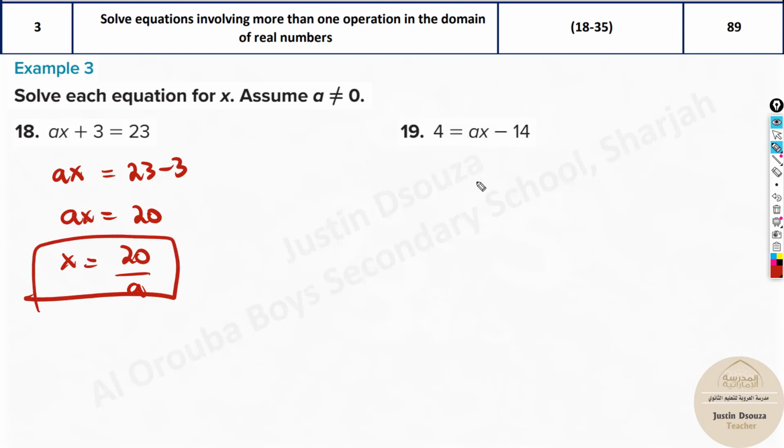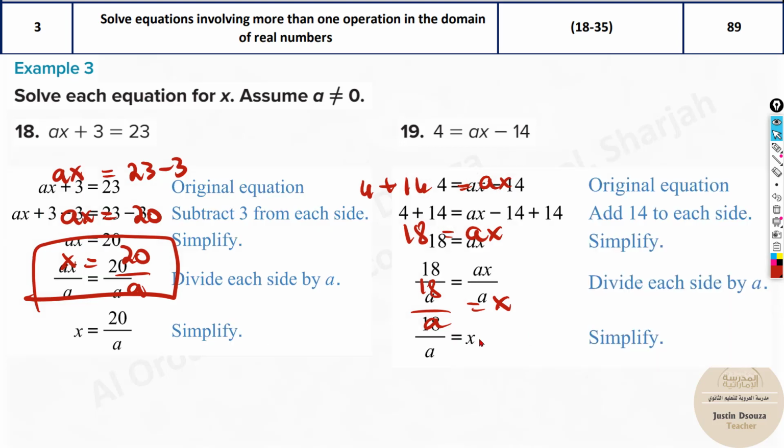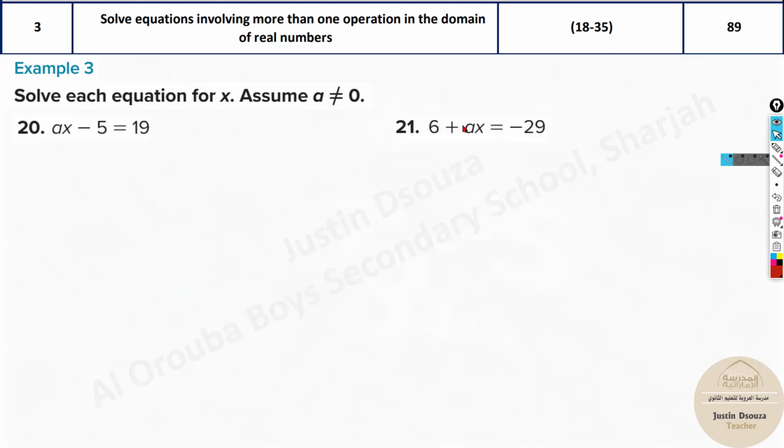Same thing over here. Leave ax over here itself. Take this minus 14 to the other side. It will be 4 plus 14. Negative becomes positive. You will get 18 equals ax. You need only x. So take a to the other side. 18 by a equals x. So you can see this is the pattern. 20 by a, 18 by a. You can see a pattern here. All the problems have ax together. In the sense, ax is always grouped up. Okay? You can just consider that to be just a single variable x and solve the other things.